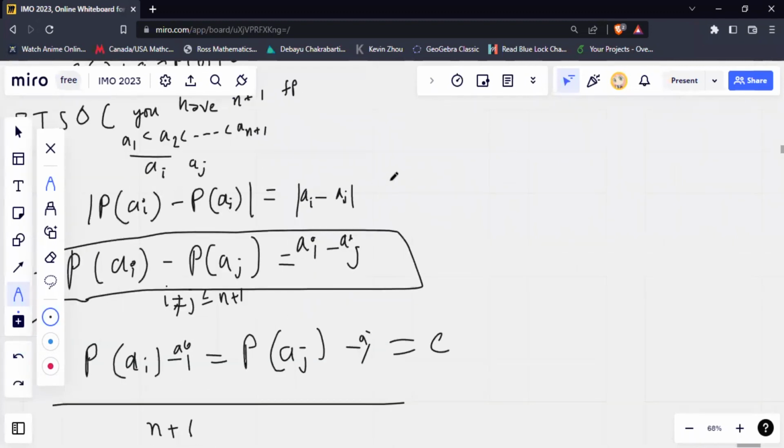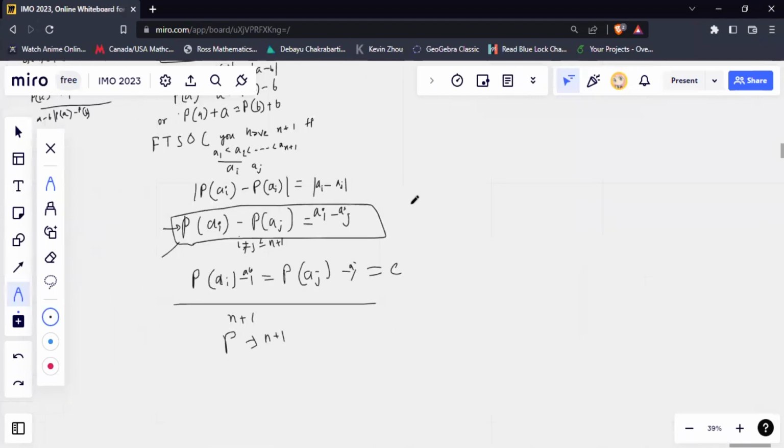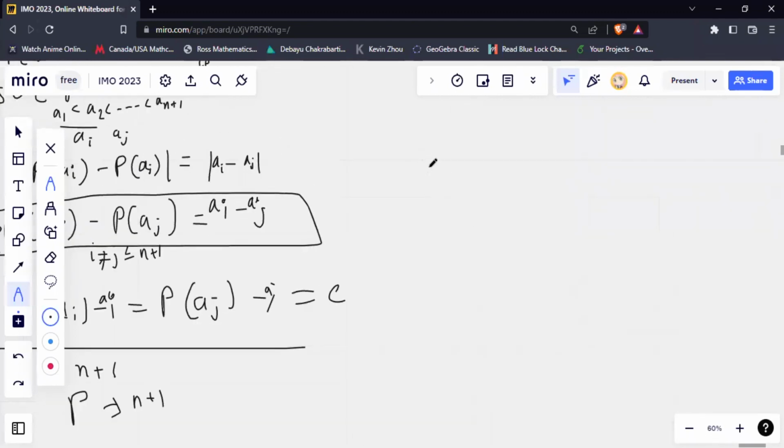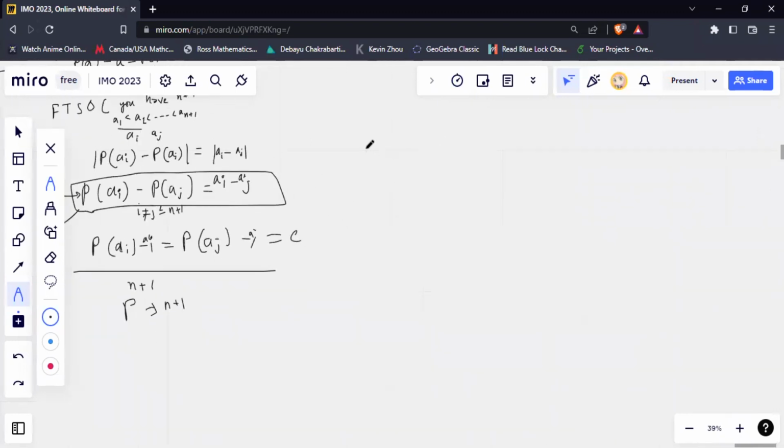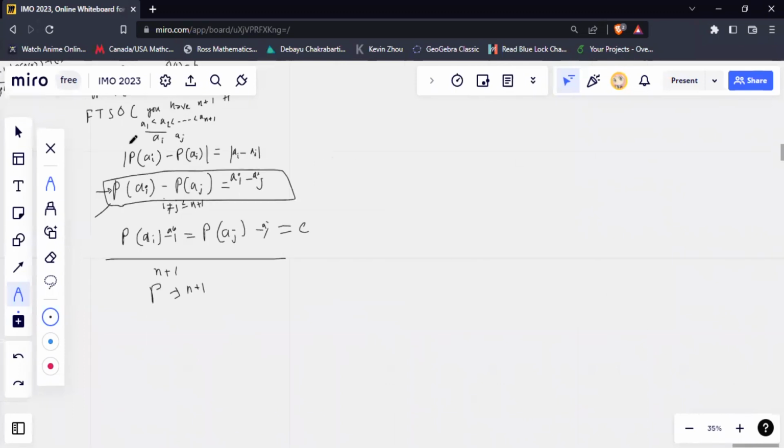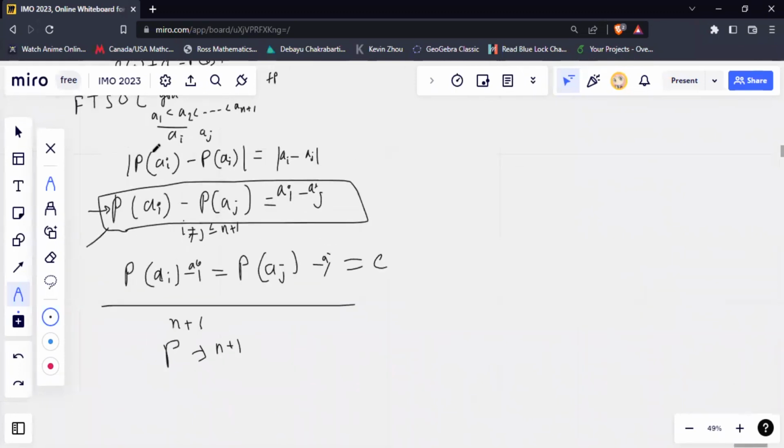I was thinking of doing it with graph theory. If we imagine all the points as nodes, and we remove the mod from the right-hand term, if a positive sign comes, we can connect those two points by a blue line, and if a negative sign comes, we can connect them by a red line.